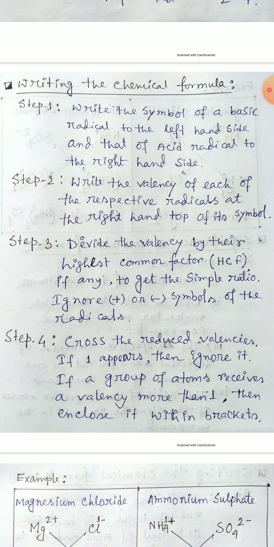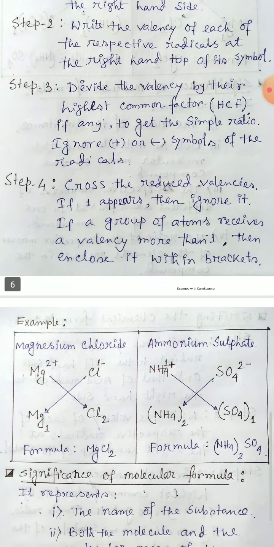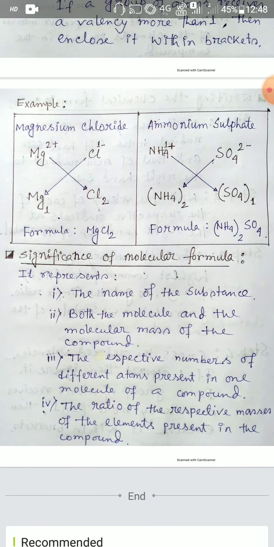Okay. Now fourth step, step 4, cross the reduced valency. If reduced valency is 1, then ignore it. If a group of atoms receive a valency more than 1, then enclose it within brackets. Remember the four steps. Now let's see the example.